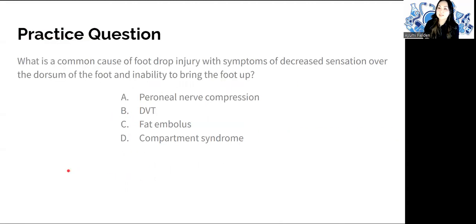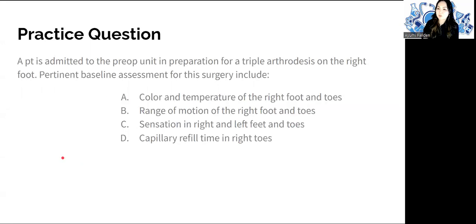Okay, what is the common cause of foot drop injury with symptoms of decreased sensation over the dorsum of the foot and inability to bring the foot up? Which one was it? You might see this with a hip procedure. So that one is A, peroneal nerve compression. So what about this one?